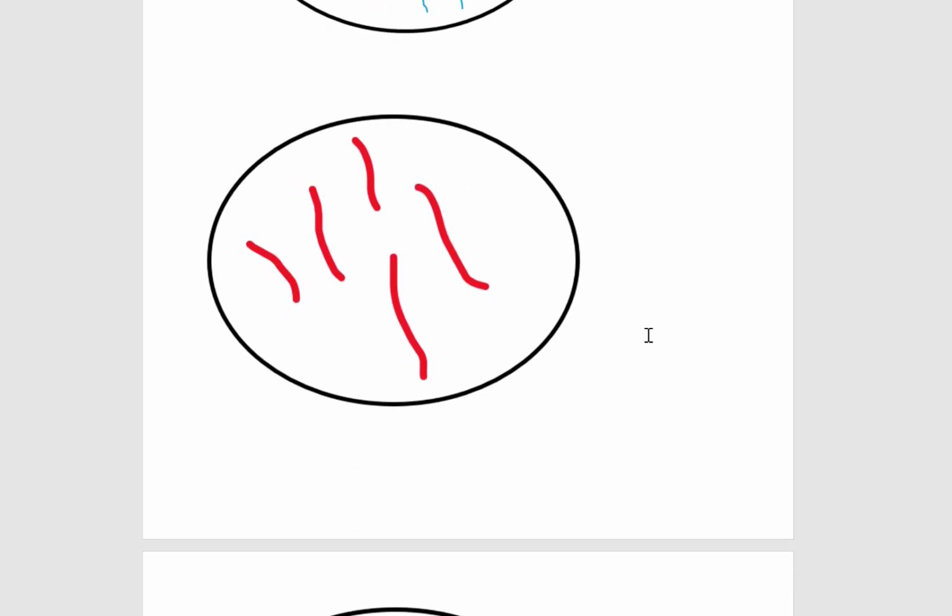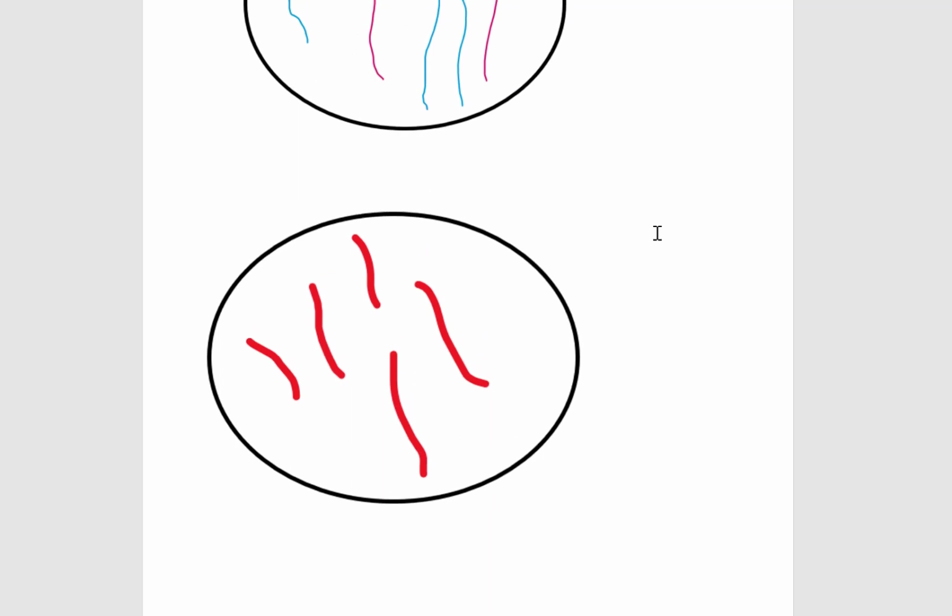What's the chromosome number for this cell? There are 1, 2, 3, 4, 5 chromosomes, so the chromosome number would be 5. Is this cell haploid or diploid? There's an odd number of chromosomes, so it has to be haploid. There's no way to have homologous pairs, and that would make it diploid. We can't have homologous pairs because it's an odd number.